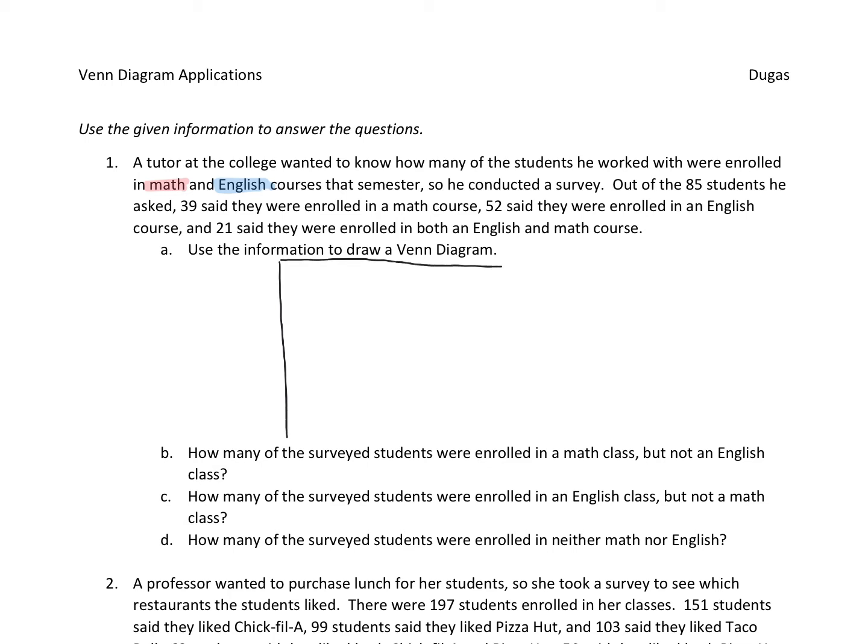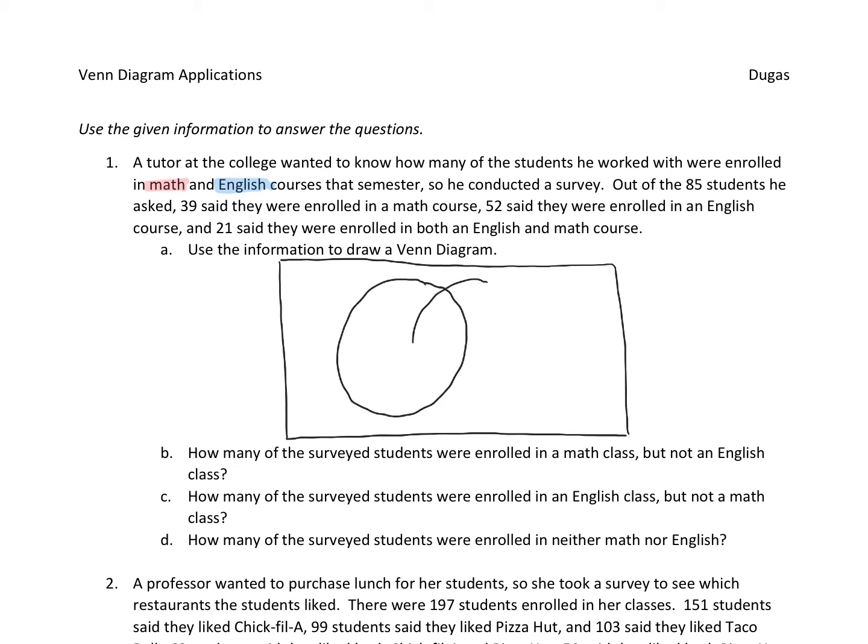So we're going to draw our universe. That's a rectangle. And then we'll draw the two circles representing the two sets. So one is going to be math. You can label it A and B if you'd like. Since I know what A and B represent, I'm going to go ahead and just label it like that. So math and English.